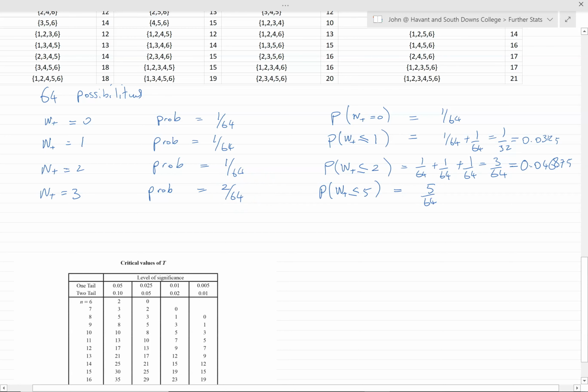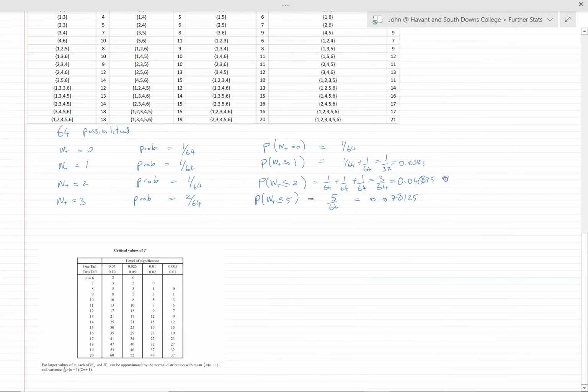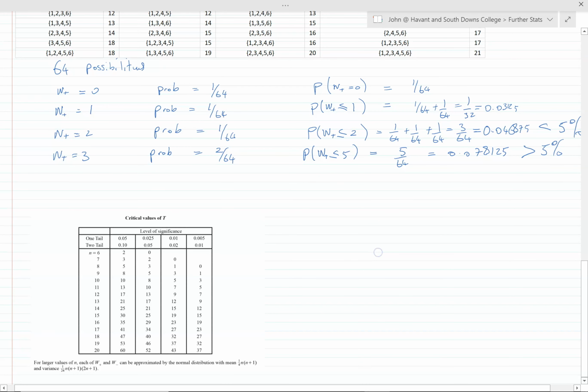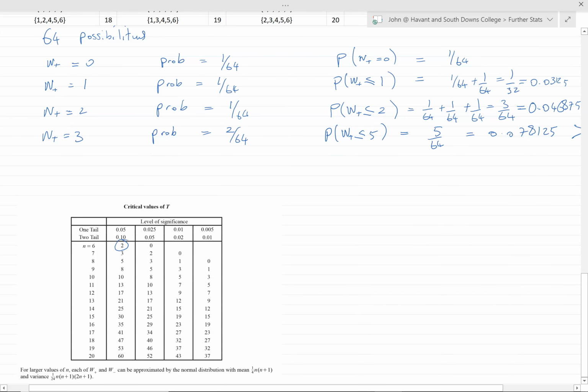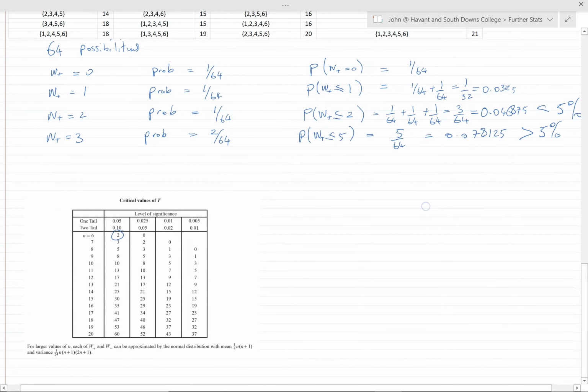And that equals 0.078125. Okay, so that means, because this is less than 5%, and this is greater than 5%, that demonstrates why the critical value of 2 does get us over the line for a 5% one-tailed test or a 10% two-tailed test, because it's less than 5%.